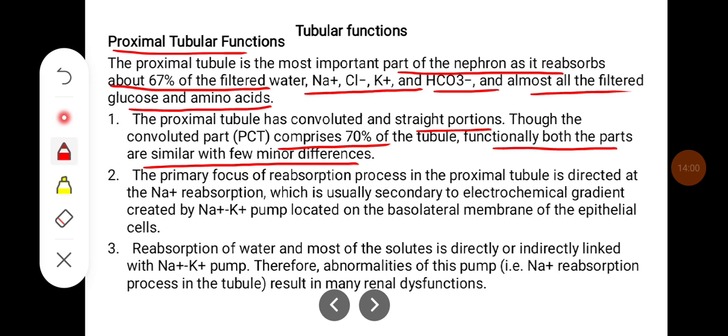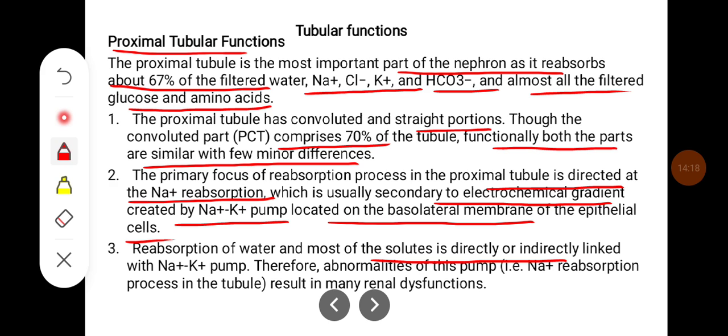The primary focus of the reabsorption process in the proximal tubule is directed at sodium reabsorption, which is usually secondary to the electrochemical gradient created by the sodium potassium pump located in the basolateral membrane of the epithelial cell. Reabsorption of water and most of the solutes is directly or indirectly linked with the sodium potassium pump. Therefore, abnormalities of this pump result in many renal dysfunctions.